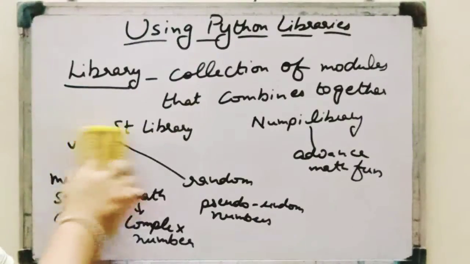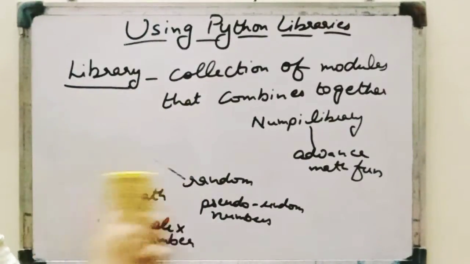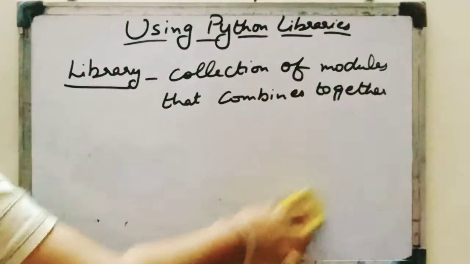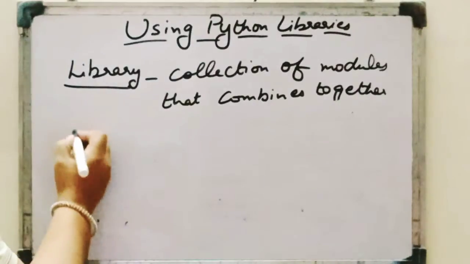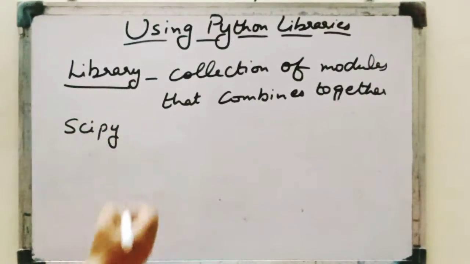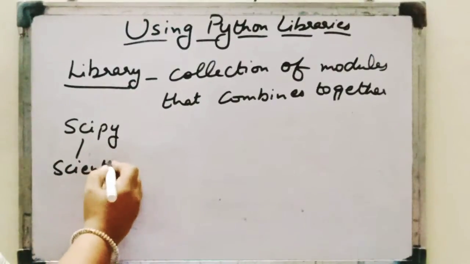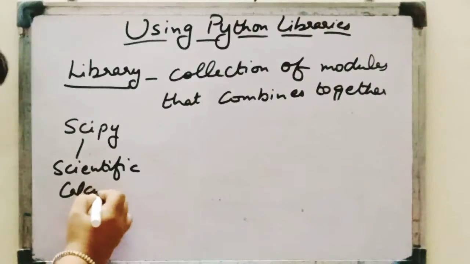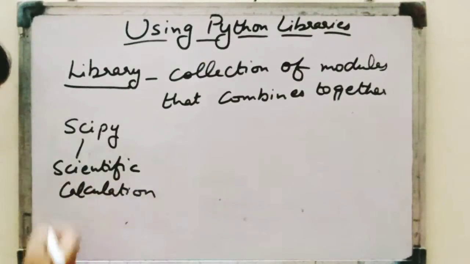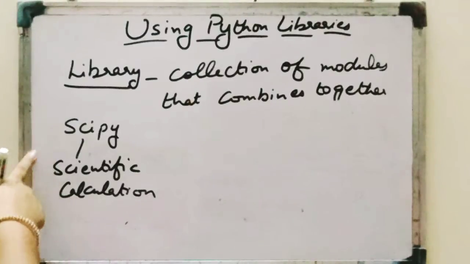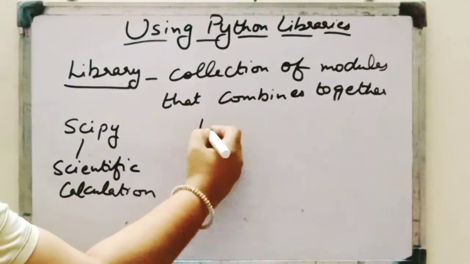Third is the SciPy library. So what is SciPy? The SciPy library is used for scientific calculations. Basically, it offers algorithms and mathematical tools. SciPy offers mathematical tools which help for scientific applications.